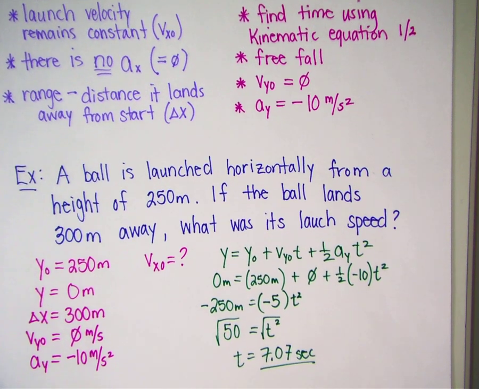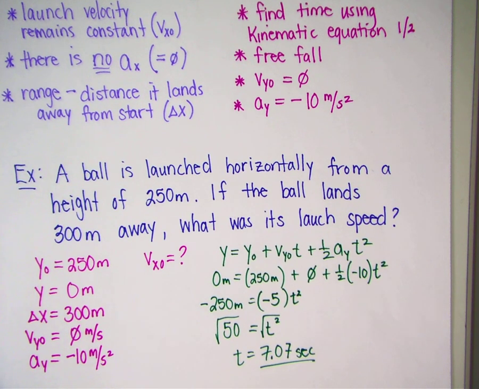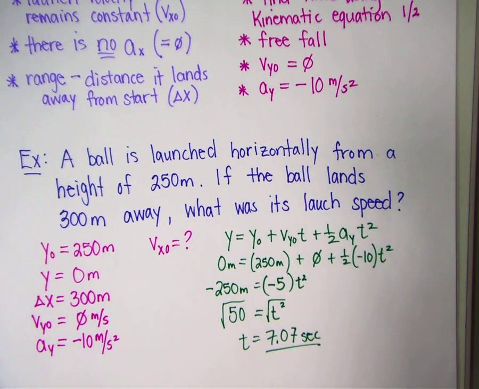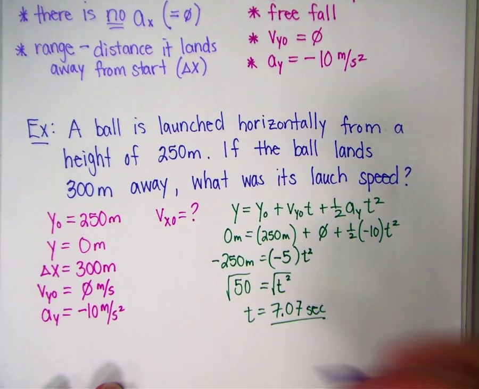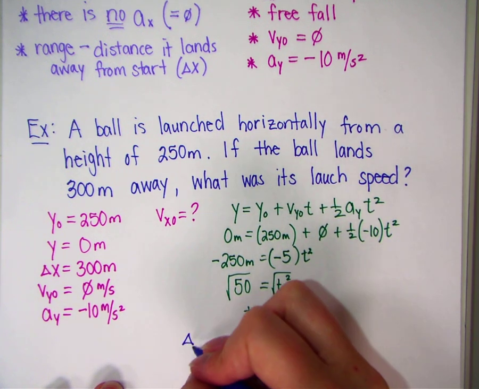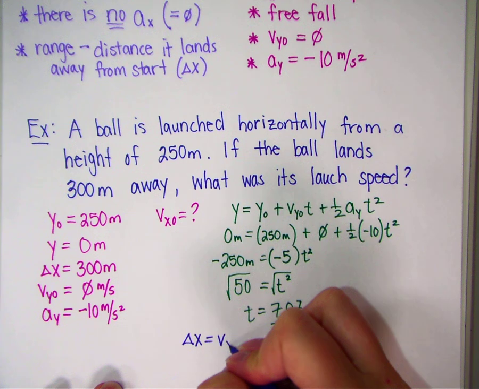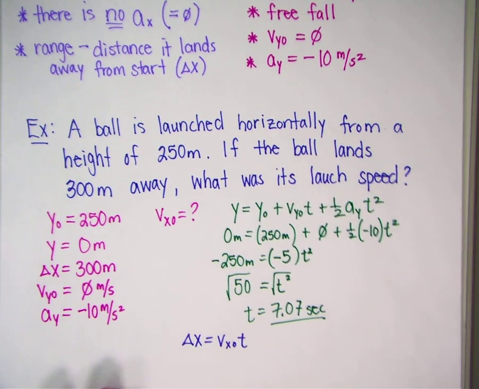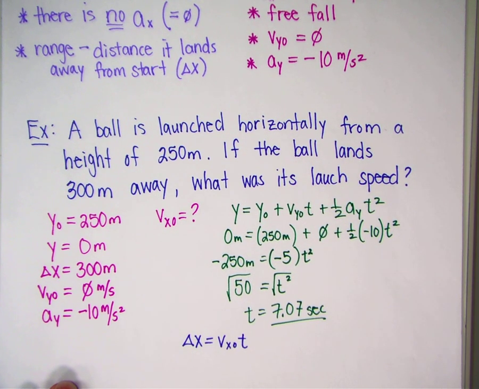Okay. That does not answer our question. Keep that in mind. We are not done. The final step is finding the Vx0. There's only one equation that I can use in the horizontal direction because there is no acceleration. So that's this equation, and that's your kinematic equation number 2. But since there's no acceleration, the 1/2 at squared goes away.